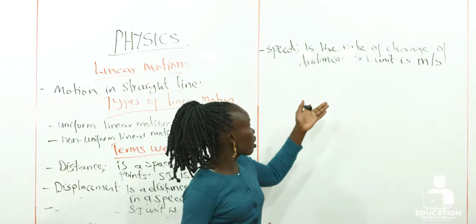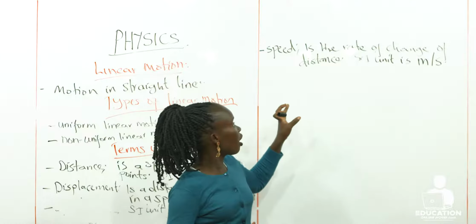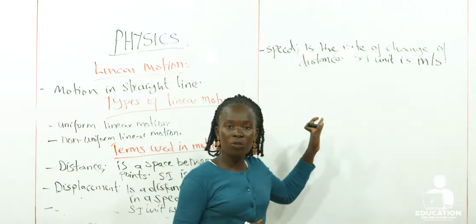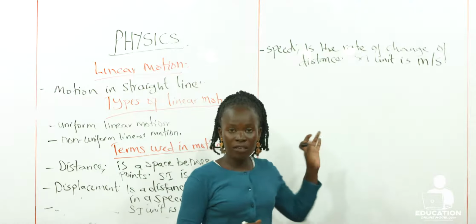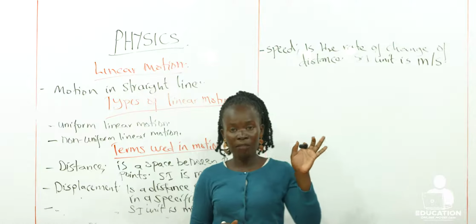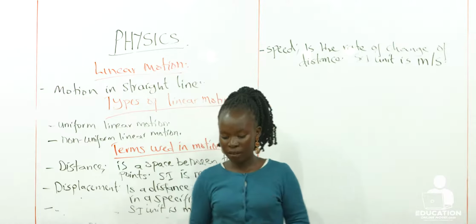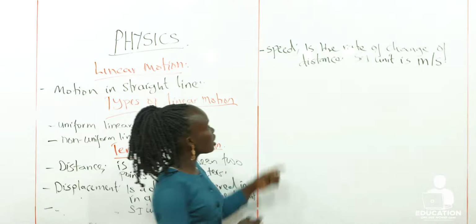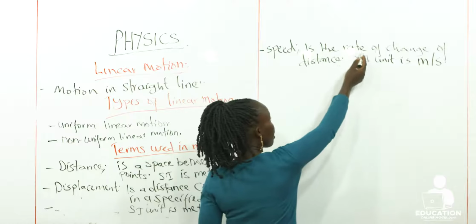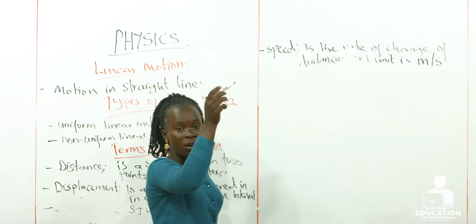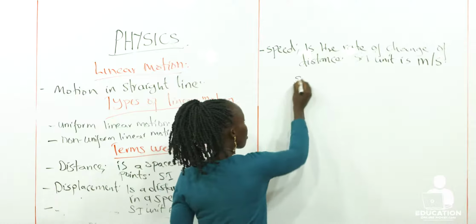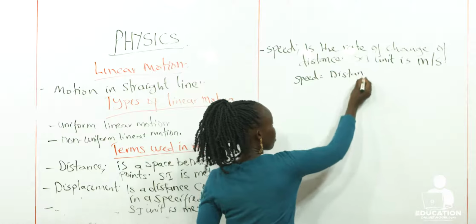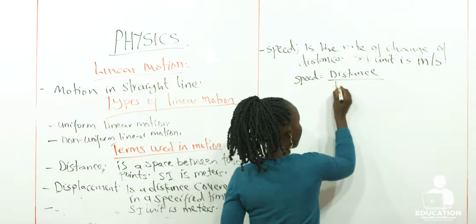Because we are saying it's the rate of change of distance, and distance has only the size, it doesn't have direction, our speed is a scalar quantity. It doesn't have a specific direction it takes. So how do you find this speed? Because of this term rate, we have a factor of time there. So speed equals distance over time taken.